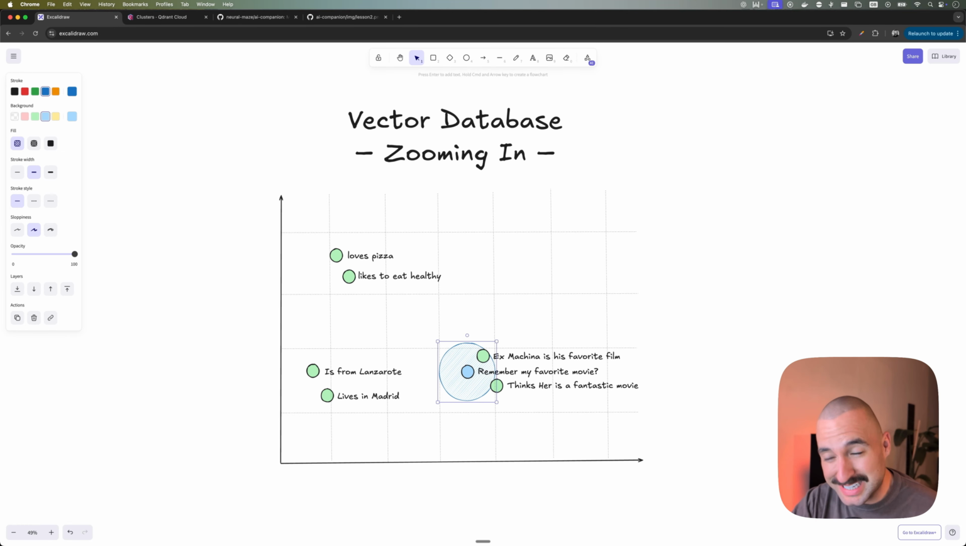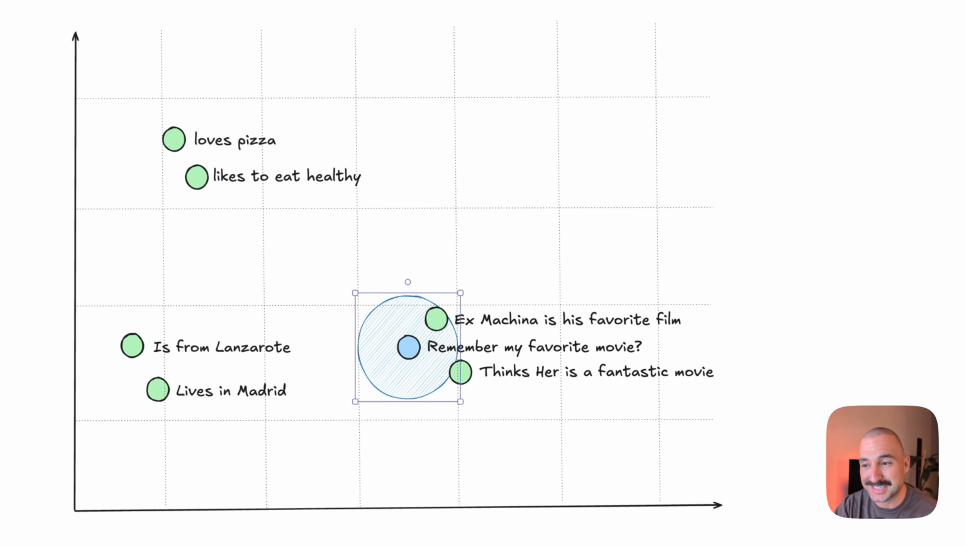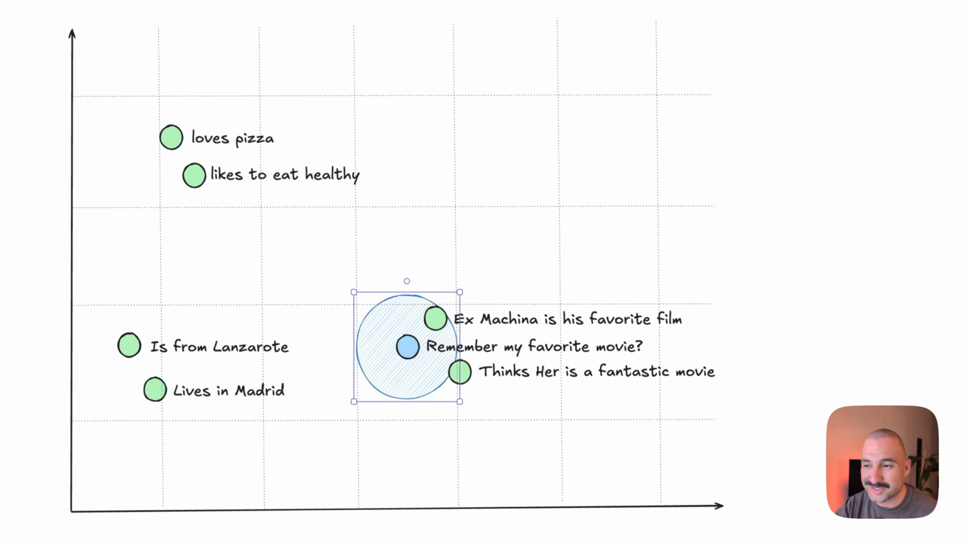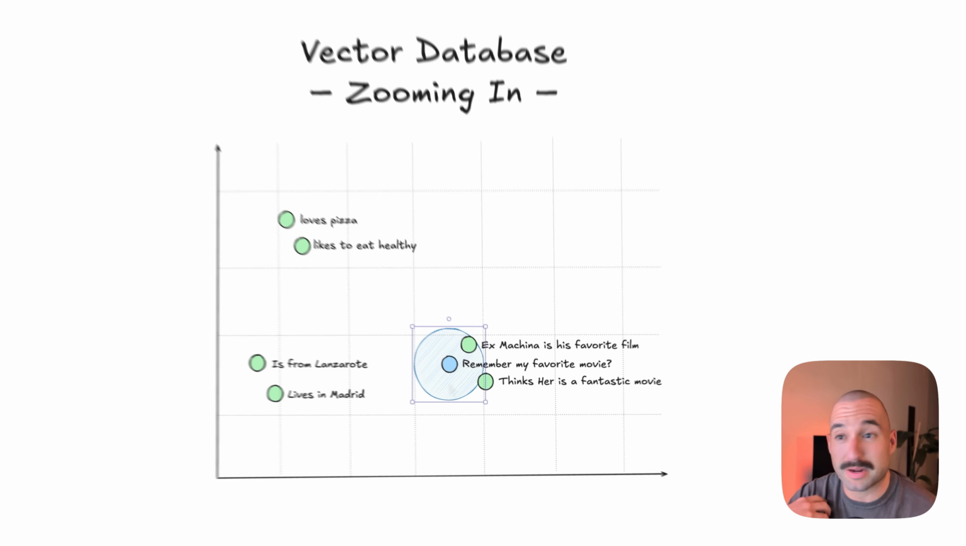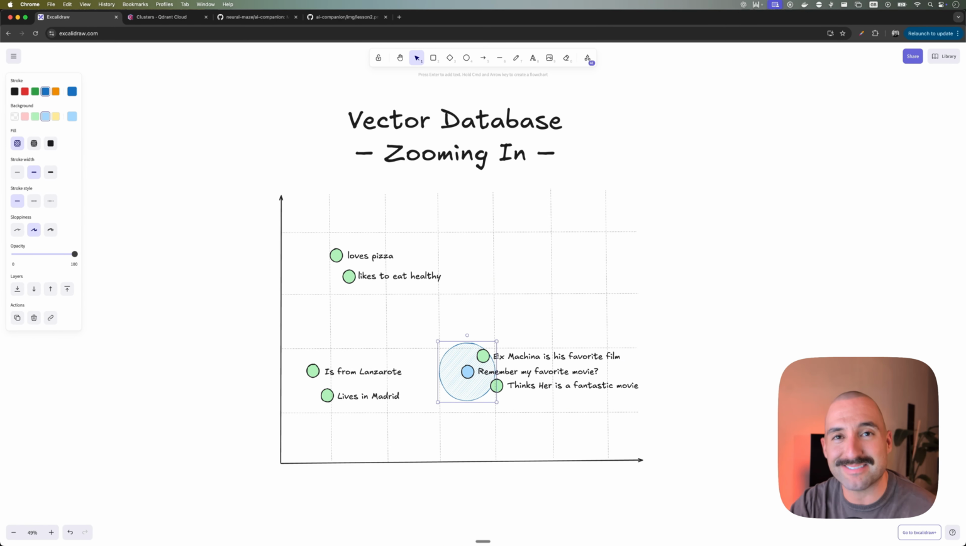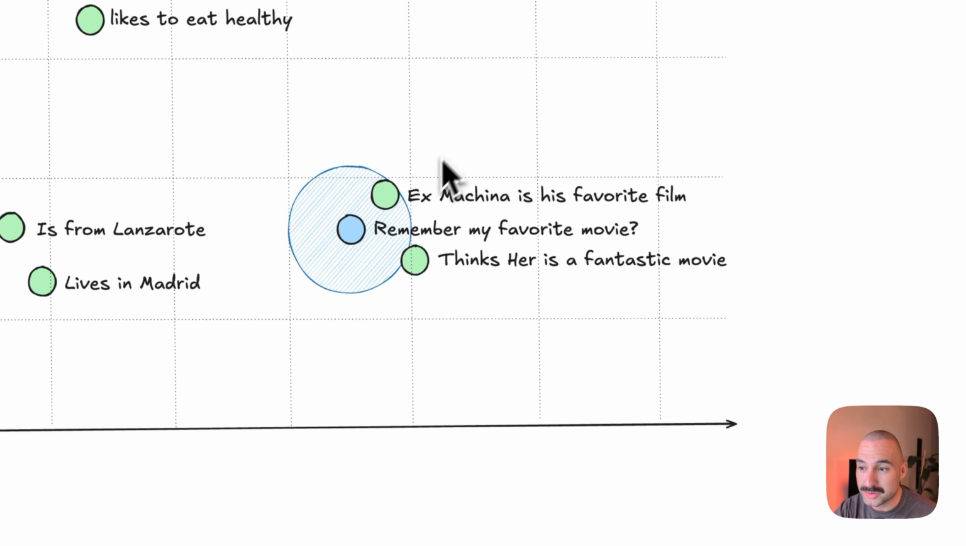So what we are actually doing is finding, in this high-dimensional space, or here in this simplified 2-dimensional space, those vectors that are the closest to the query. Here the query is something I could be asking Ava, right? I could be saying, hey, remember my favorite movie? And Ava, before giving an answer, will look into her long-term memory, into the vector database, and retrieve those relevant memories. So what could those be? Those that have a similar semantic meaning.